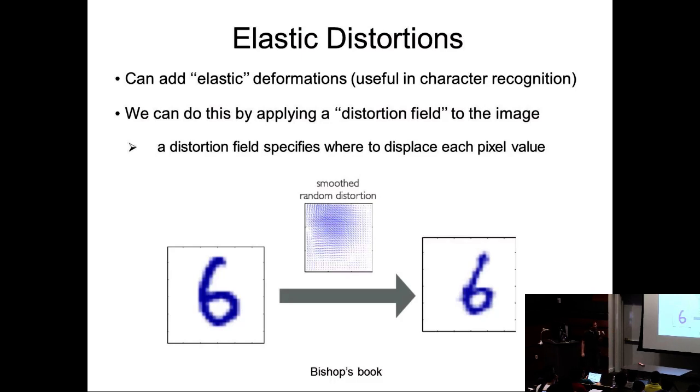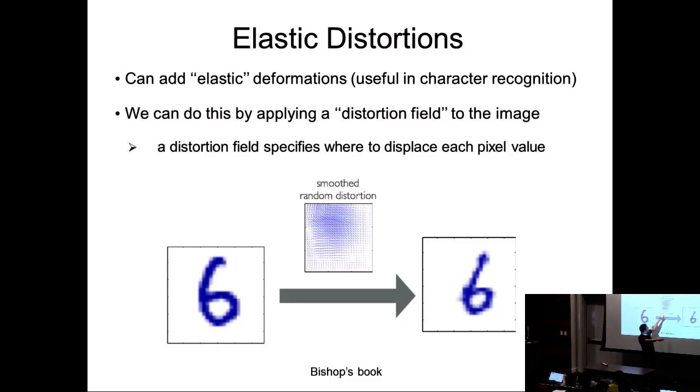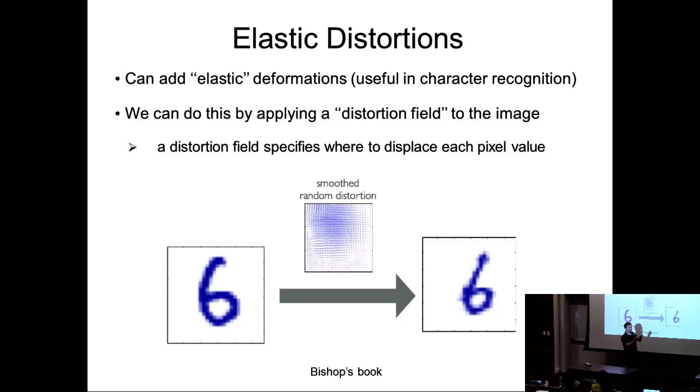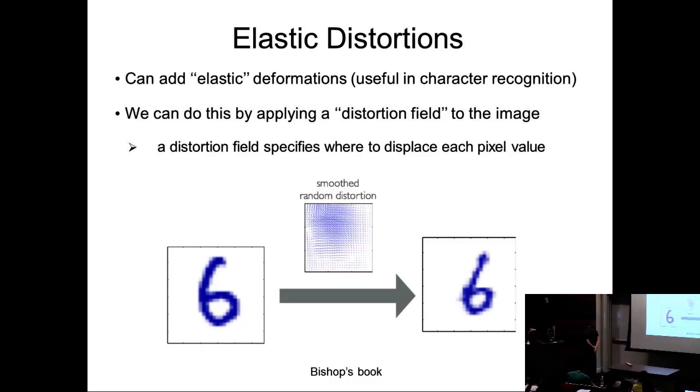Yes? How did you determine that range on the pixels? Typically, you would just play with it and figure out how much displacement you want to do. So here's an example again of taking image 6. You can see these distortions are fairly smooth, and so you can have a specific distortion of that particular image.